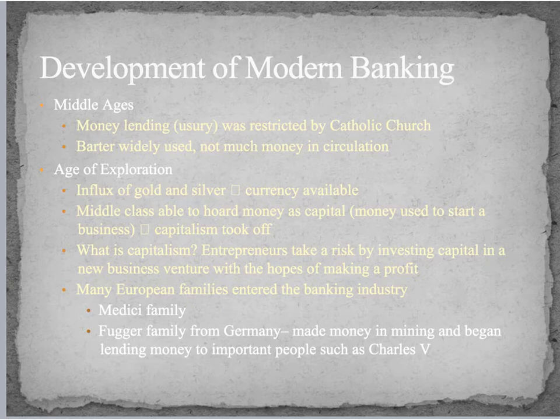Many European families entered this new industry of banking. The Medici family, which we learned about in Florence, is an example. They were heavily involved in banking, even had the Pope's accounts in their bank. Another one is the Fugger family from Germany. They made money in mining and began lending money to important people such as the Emperor of the Holy Roman Empire, Charles V. So all of these things, banking, investing, saving money, didn't really come about in Europe until this time period where we have this huge expansion of European economies throughout the world.